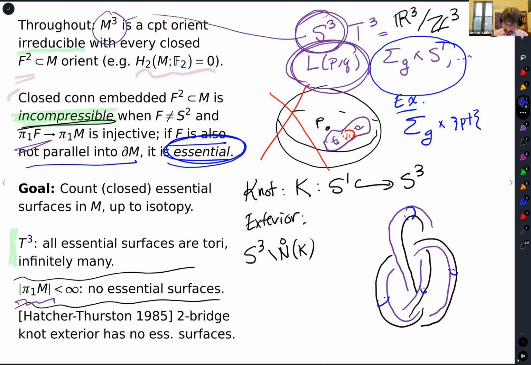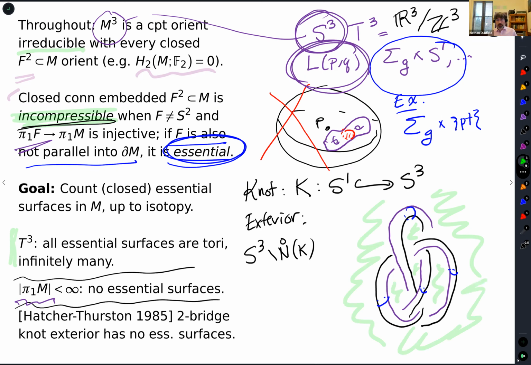And then what's left? Everything outside, plus the point at infinity. That's a compact manifold whose boundary is a torus. And another example where there aren't any closed essential surfaces is this setting of Hatcher and Thurston: if we take what's called a 2-bridge knot, which is just some special class of knots, and it's not particularly important what it is, the figure 8 knot I just drew is an example, then such knots have no closed essential surfaces in their exteriors.